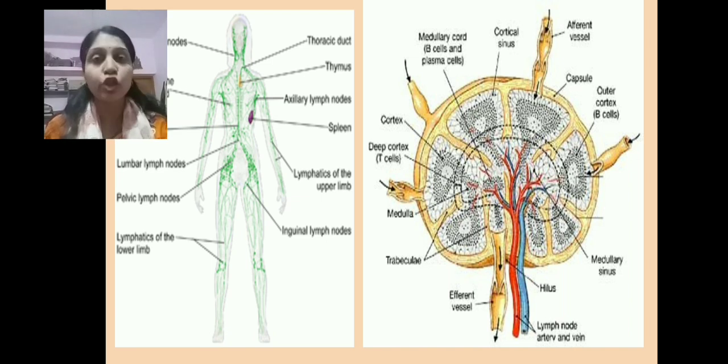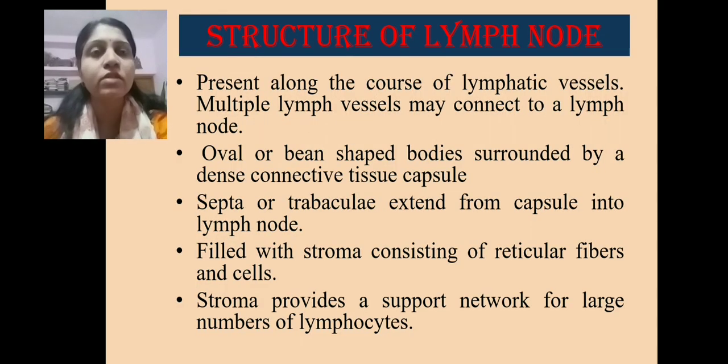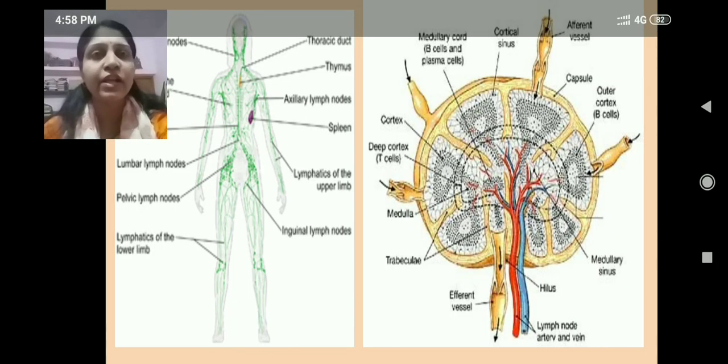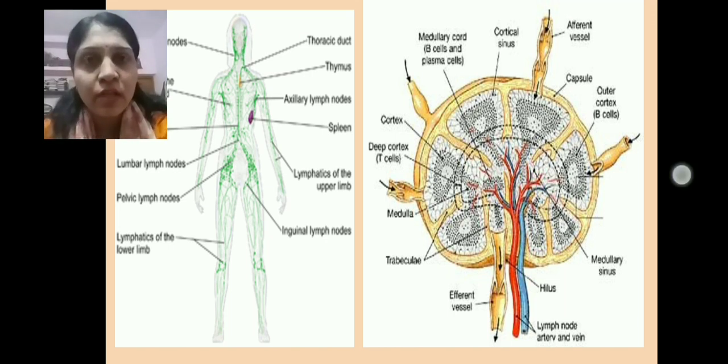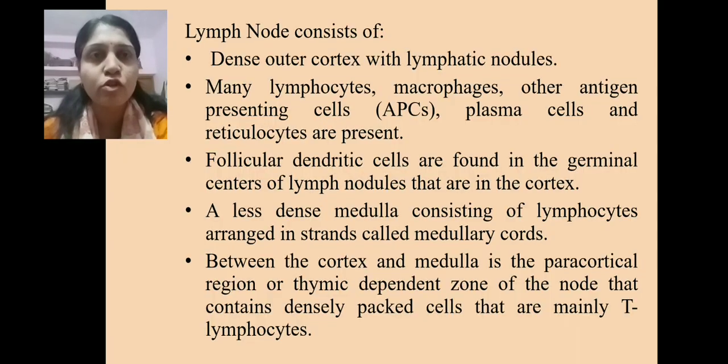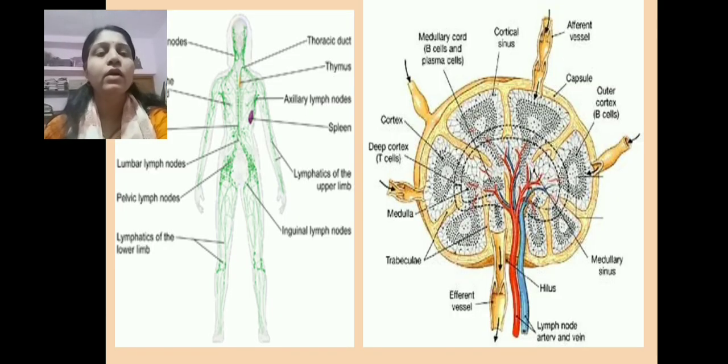Now here is the structure of the lymph node. Here are the different sites where lymph nodes are present: the axillary lymph nodes, and then other sites such as the luminar lymph nodes, which are also present. Here is the structural representation of the lymph node.